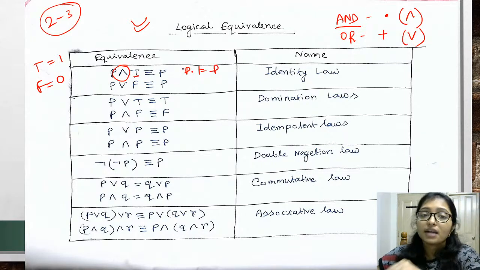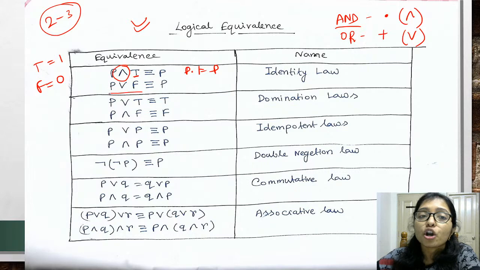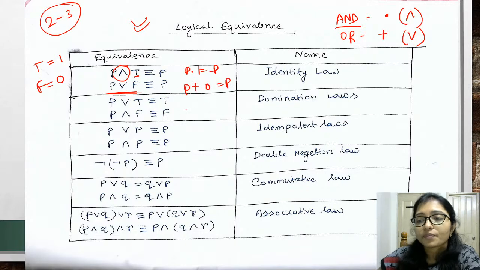Right? Something with 1, that is P. P and 1 means P dot 1, that is true. True means P. P or, here this is OR, right? So P plus 0, that is P. P or F means P plus 0, that is P. And here P or T means P plus 1.